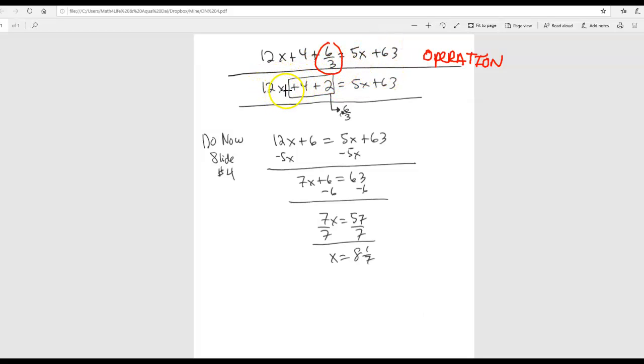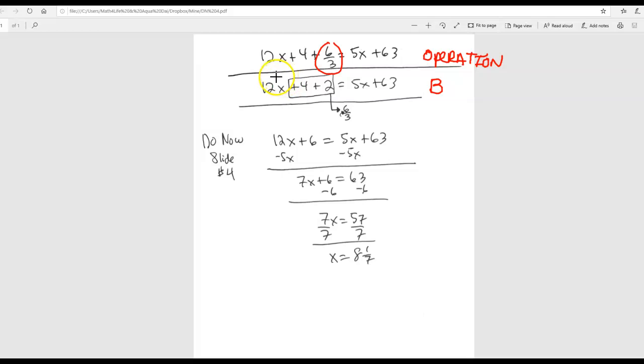But let's go down to the next line. So I have 12x plus 4 plus 2 equals 5x plus 3. Well, we're going to do a B here. We're going to combine like terms. What are like terms? The 2 and the 4. What makes them like? They're numbers. Could a fraction be added to it too? You could have 1/2 plus 4. It could be a decimal number. As long as it's a number, it's a like term.